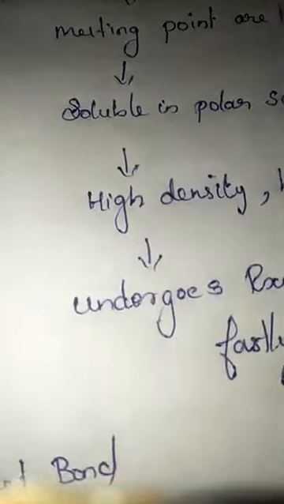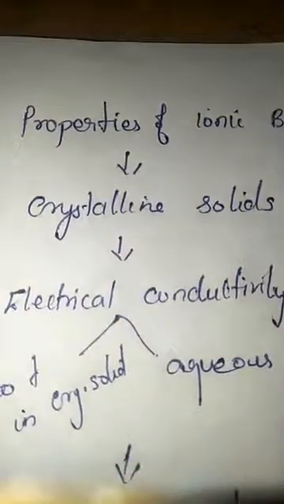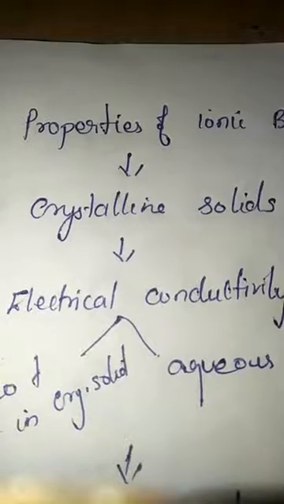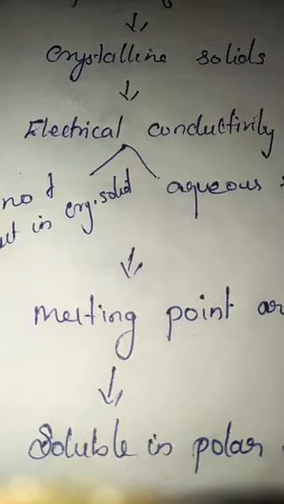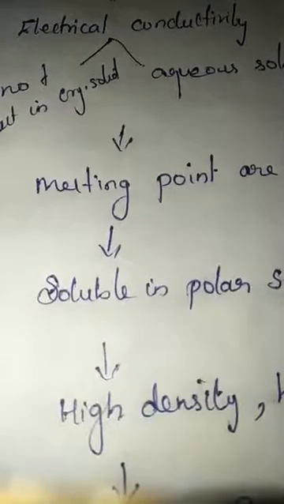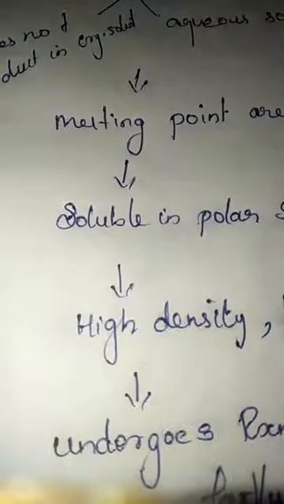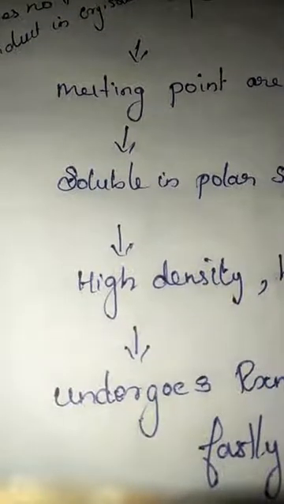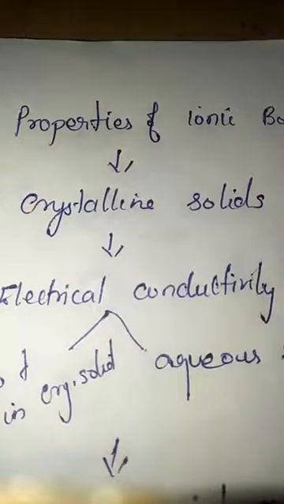So what are the properties of ionic bond we have learned? The first property is they mostly exist as solids due to high electrostatic force. Next, they conduct electricity not in crystal form, only in aqueous form, because the ions are free to move. Next, the melting point is high due to electrostatic force; we have to apply more energy to cleave the bond. Since they have high melting and boiling points, they are never soluble in non-polar solvents, only in polar solvents. Hence they have high density, they are hard and they are brittle. They undergo reactions very fast. This is about the properties of the ionic bond.